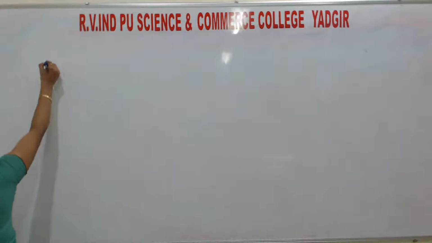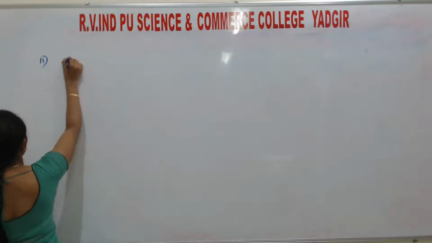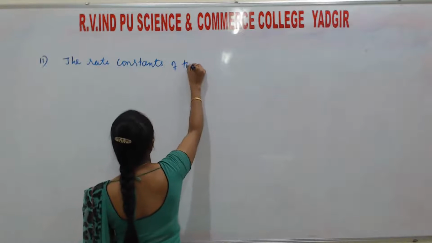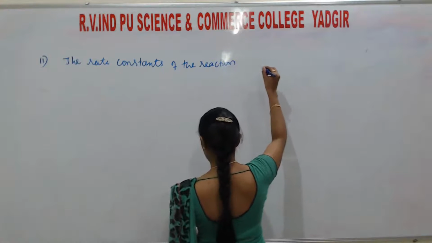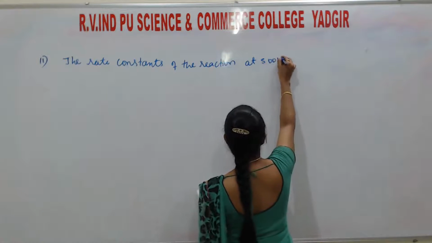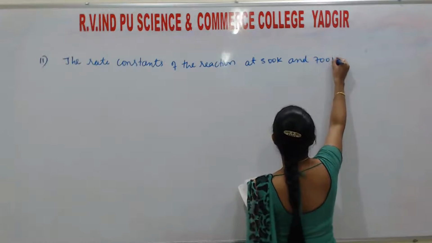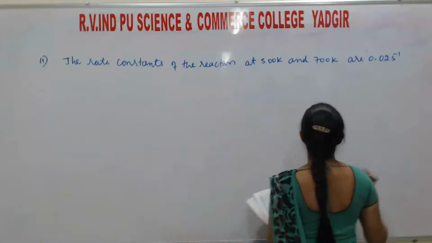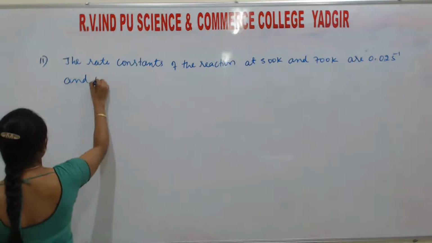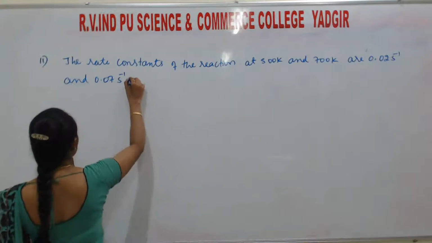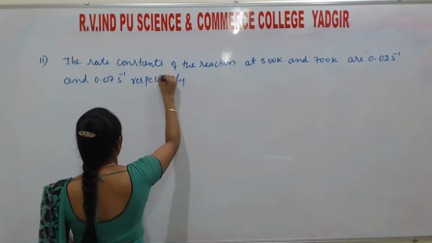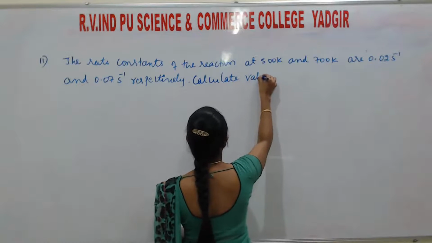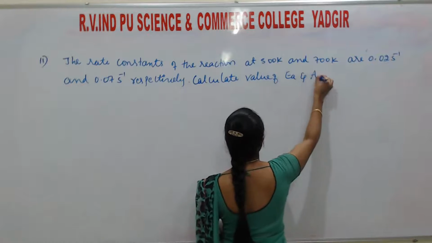Next, the rate constants of the reaction at 500 Kelvin and 700 Kelvin are 0.02 second inverse and 0.07 second inverse respectively. Calculate the value of A and E.